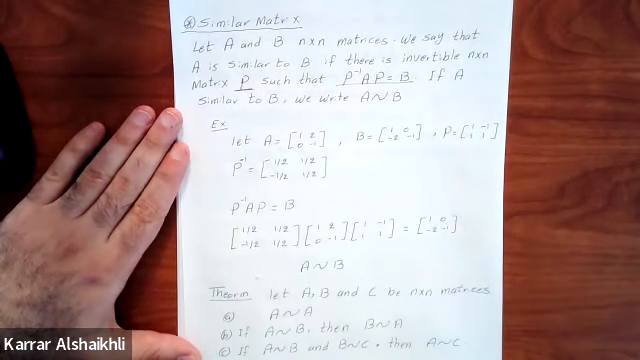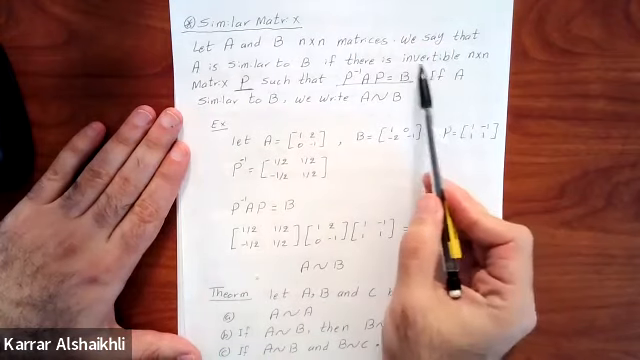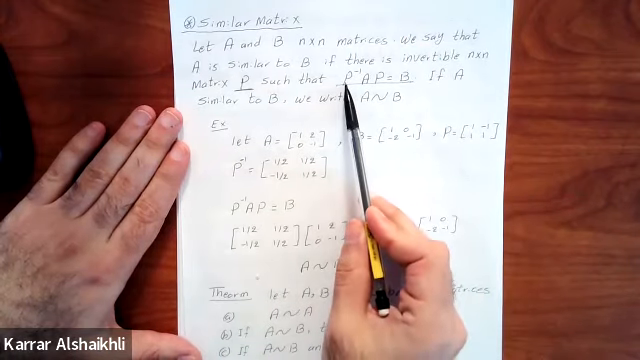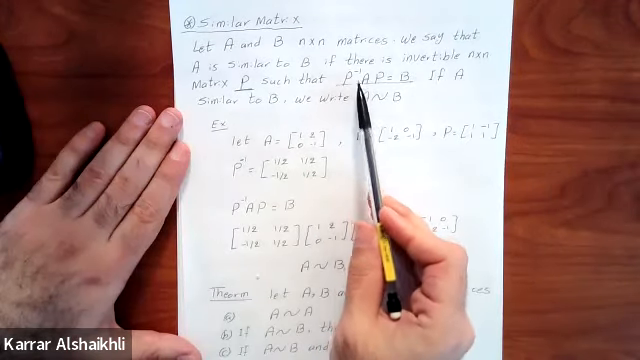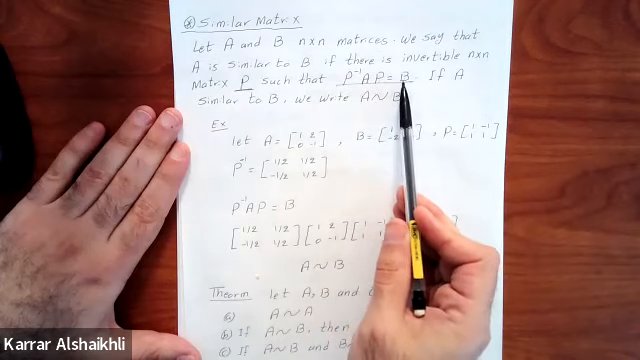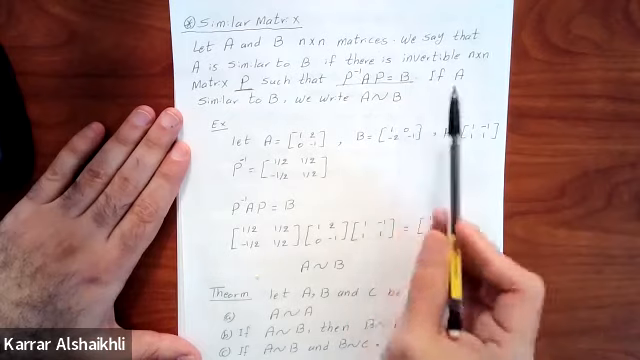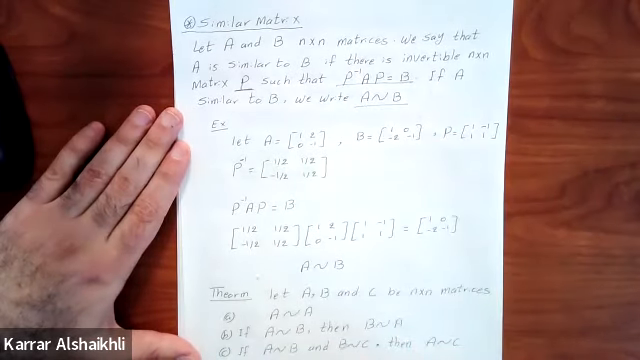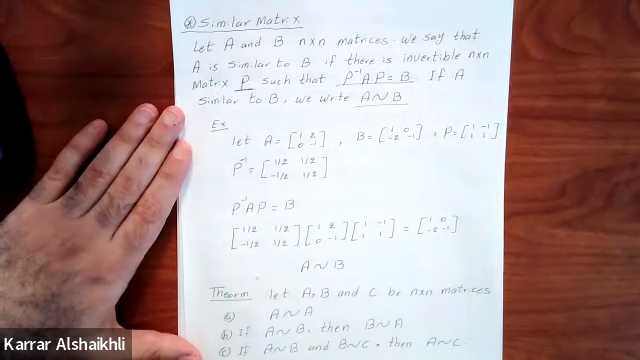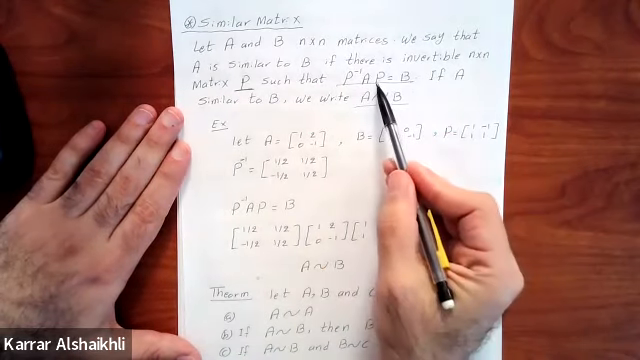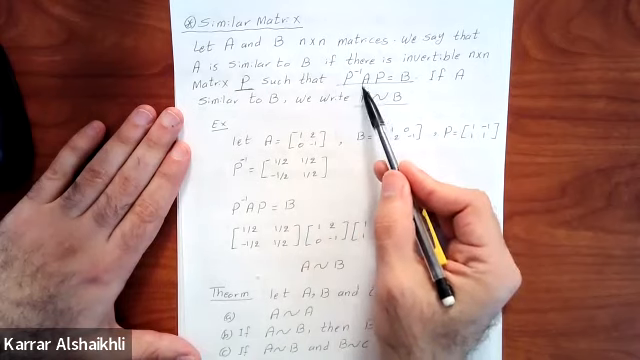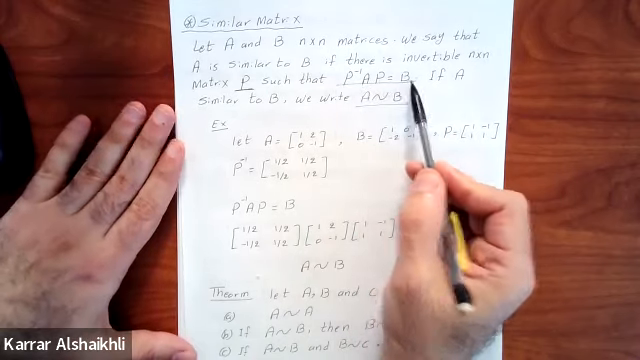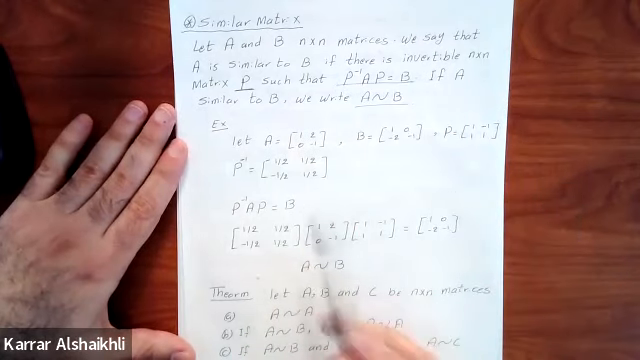That means there is an inverse of this matrix. So P is a matrix that has an inverse. When you multiply P inverse with A and with P, it's going to be exactly the matrix B. Then that's how we say A is similar to B. We need to find a matrix P such that P inverse times A times P is equal to B.